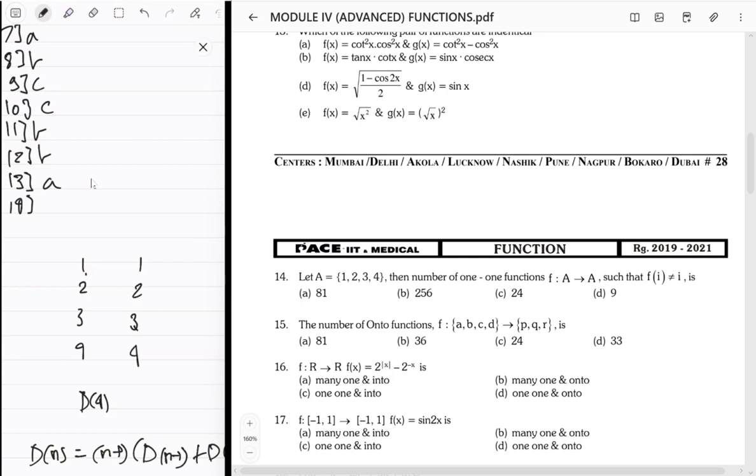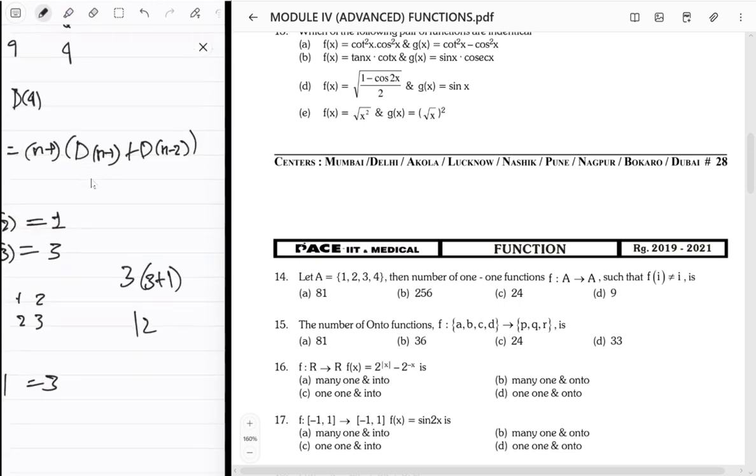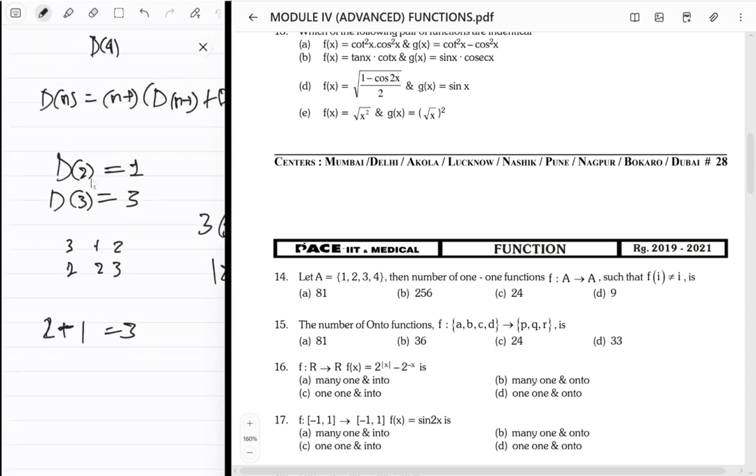Why is that not here? If f of i is not equal to i, I mean, I did that. What's the problem over here? It should have been this, right? D4, of course. D2, there's only one way. D3, there's 3 ways. And then it's like 3 times of it. Of course, it's going to be 12. Why is that not here?